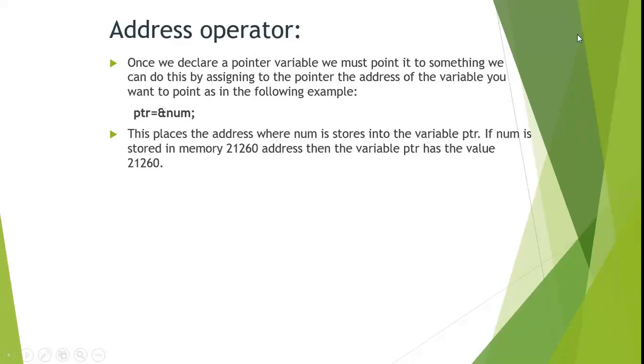If num is stored at memory address 21260, then the variable ptr has the value 21260. I hope it's clear. num is stored at which location? 21260 in the memory, and ptr will have what kind of value? 21260, right?